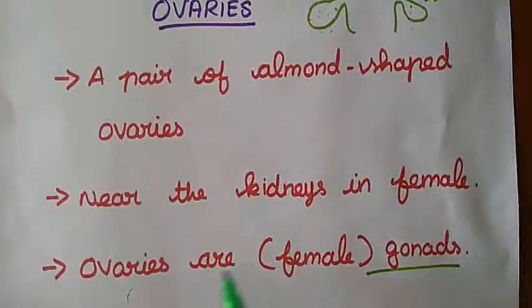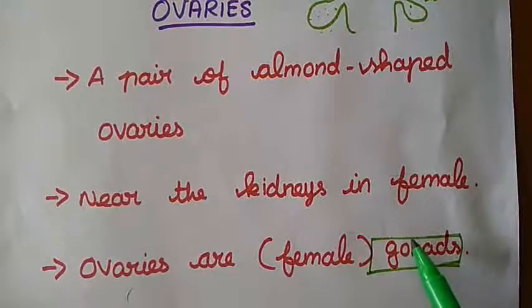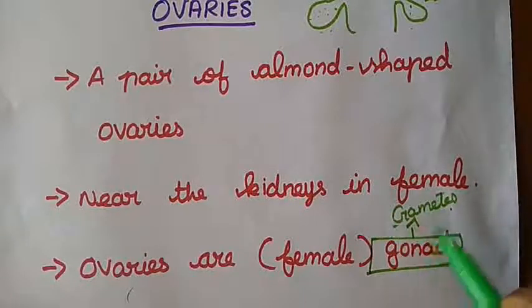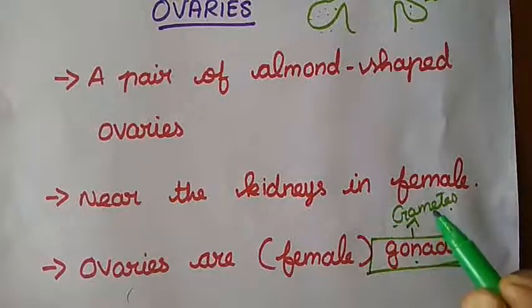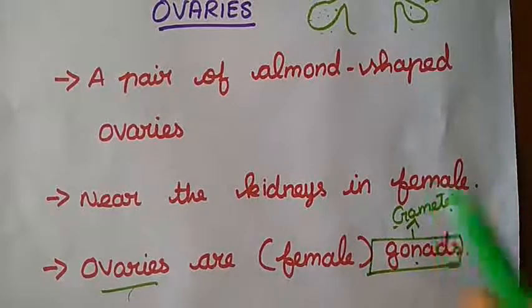And next, ovaries are the female gonads. Gonads, we already said, are the parts that produce gametes. A female ovary corresponds to the male testes. So ovaries are the female gonads. In the ovaries, the ovum is produced. So ovaries are female gonads.